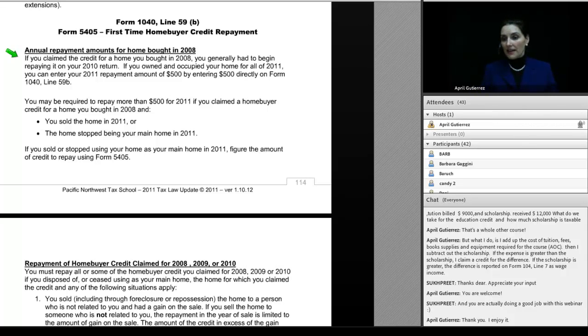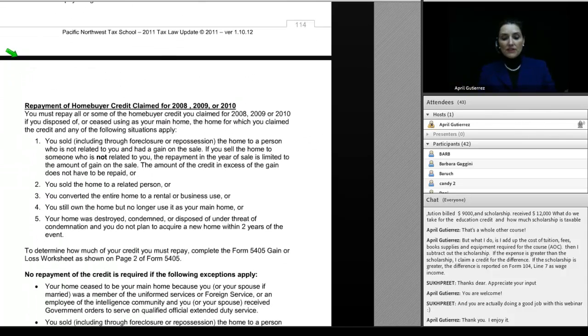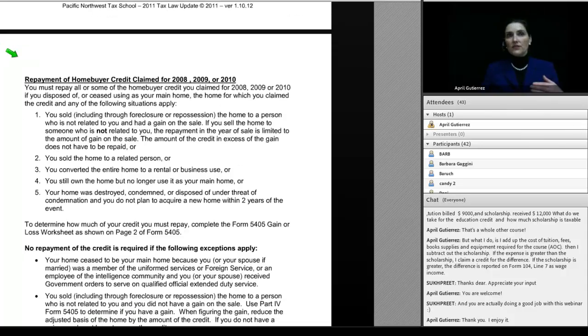period beginning in 2010. So if you have a client who purchased a home in 2008 and claimed the 2008 first-time homebuyer credit, they needed to start entering $500 on line 59B on their 2010 1040, and they will need to continue doing that for the next 15 years or until they sell it, whichever comes first. Now, that's the 2008 credit. We also had the 2009 and technically the 2010 credit too, and well, for some people there's a 2011 credit.